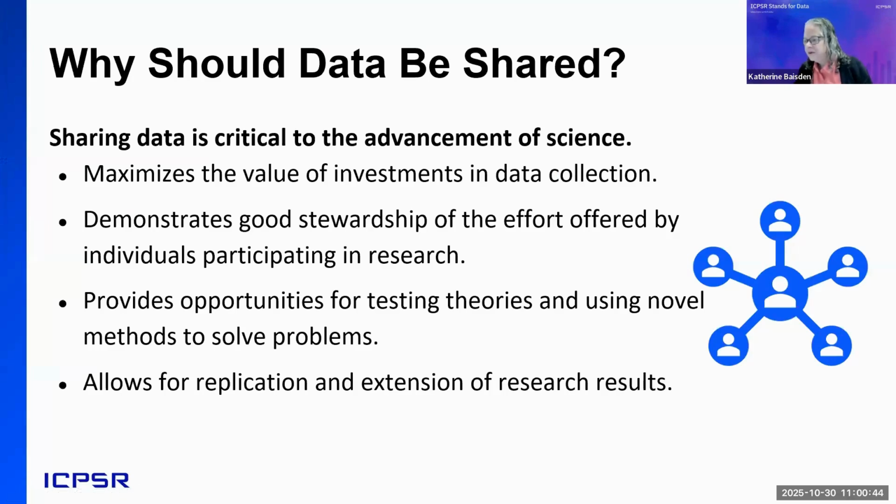Why should data be shared? Well, some major things are that it's critical to the advancement of science. It demonstrates good stewardship, provides opportunities for testing theories, and it allows for replication. After months and years spent designing, collecting, and analyzing data, sharing your findings with the broader research community gives others the opportunity to build upon your initial vision. Data sharing fosters greater connection and collaboration among researchers, potentially leading to important new discoveries in the field.